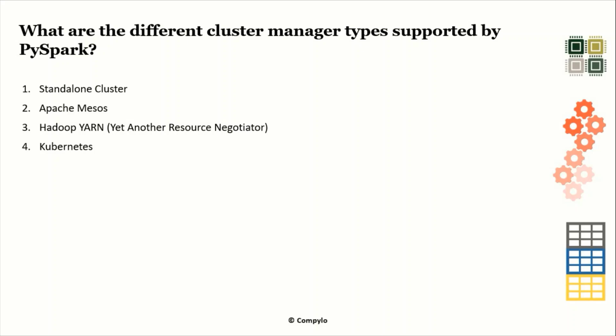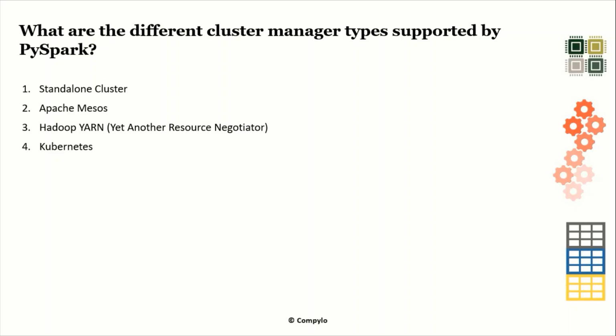Apache Mesos is a general purpose cluster manager that can run different types of workloads, not just Spark jobs. In this, dynamic resource allocation allows for sharing resources between different applications. It has fault tolerance capabilities and can manage both long-running services and batch jobs.